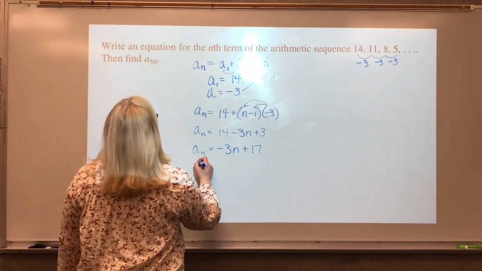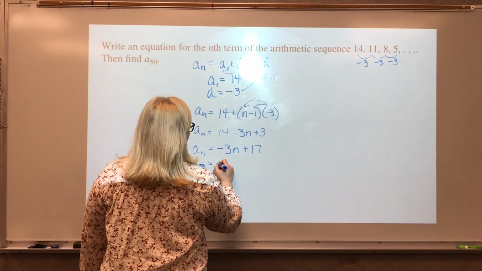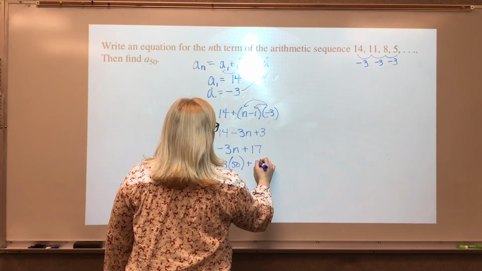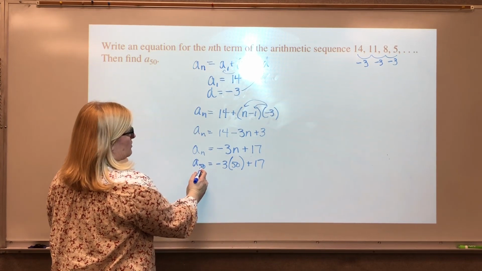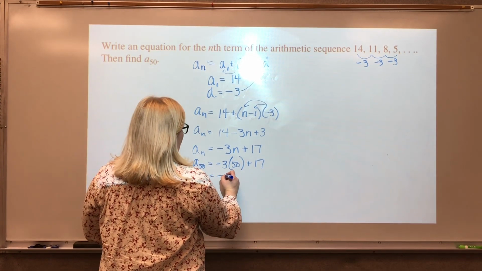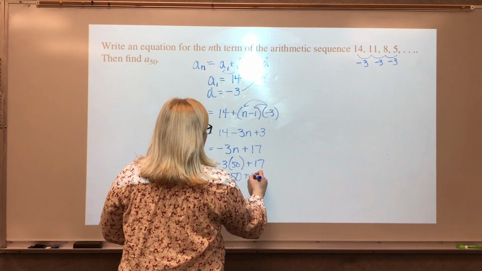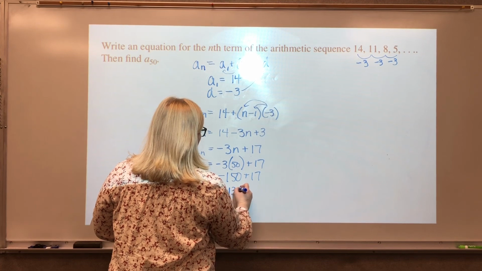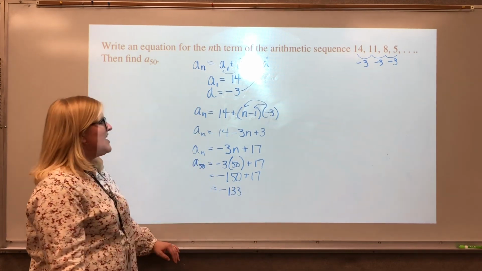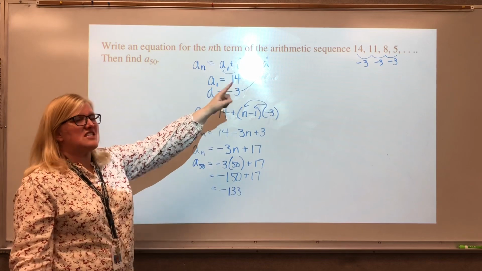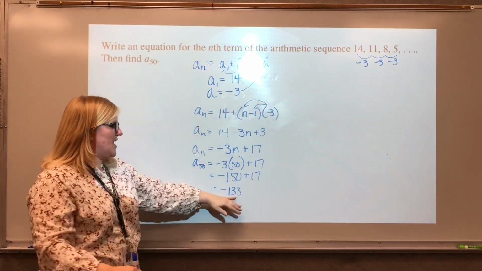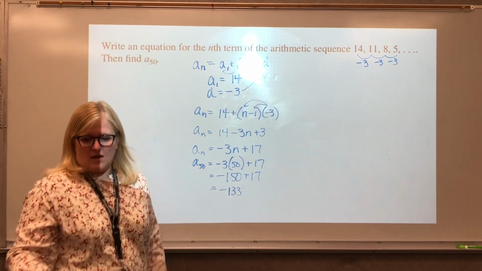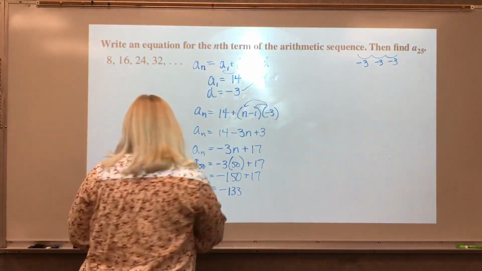So I can plug in a sub 50 equals -3 times 50 plus 17. So I'm just plugging in n equals 50. And this is -150 plus 17, which gives me -133. So the 50th term of this sequence, if I wrote out 50 of them, -133 would be the 50th one. Okay, I hope that made sense. Let's do another one.